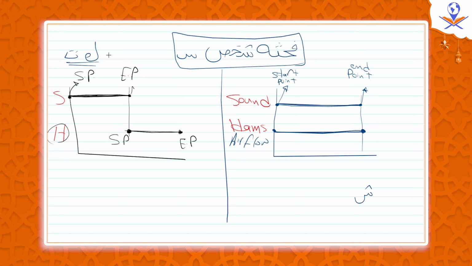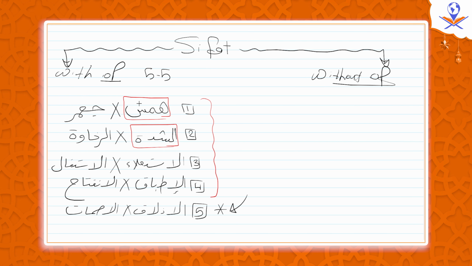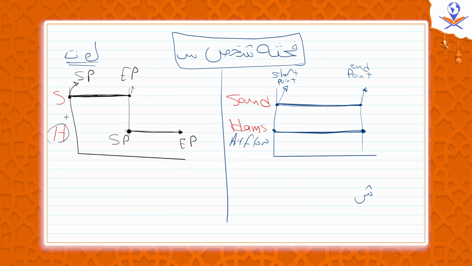Why we do this with kaf and ta, we will know with the second characteristic, shidda and rakhawa. We will know the reason when we study this. But anyway, let's know how to do this. In the beginning, you need to pronounce the letter, then make the airflow. Pronounce the letter, then apply hams. So in the beginning, we don't allow hams, then you need to allow hams after pronouncing the sound.